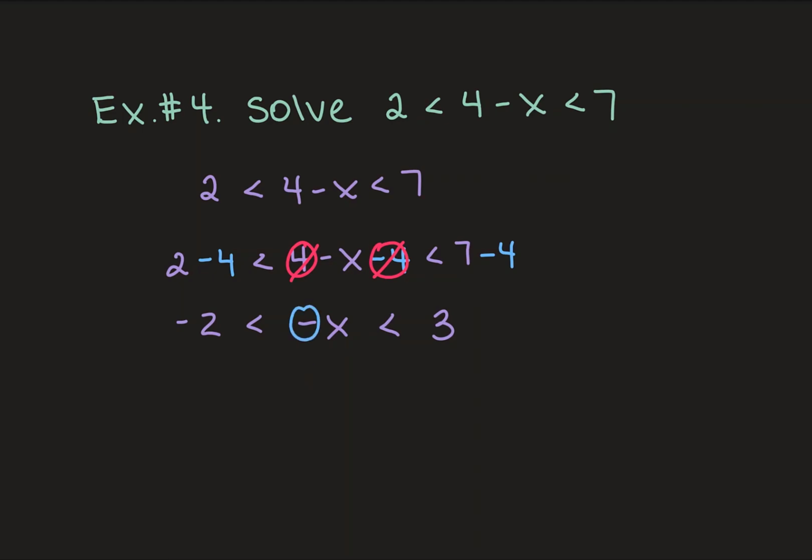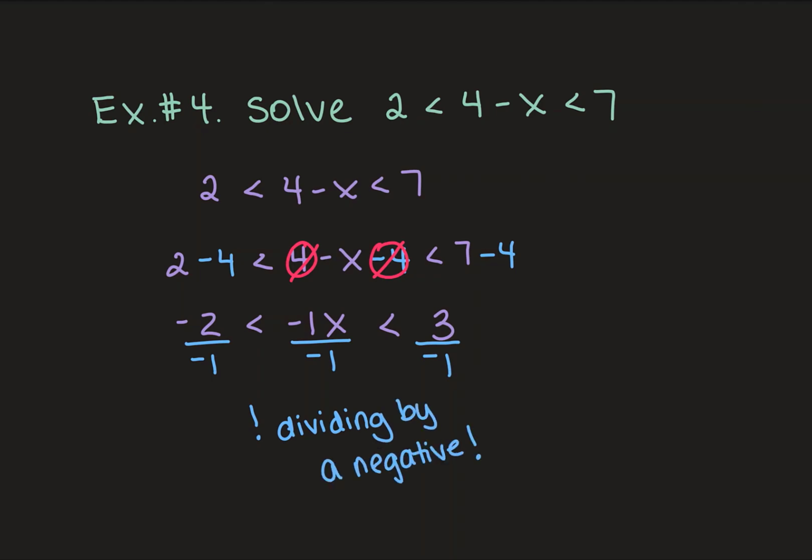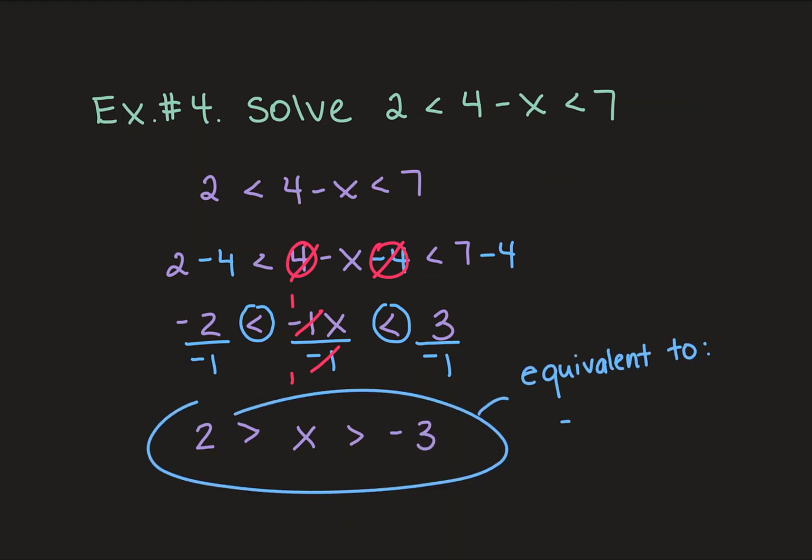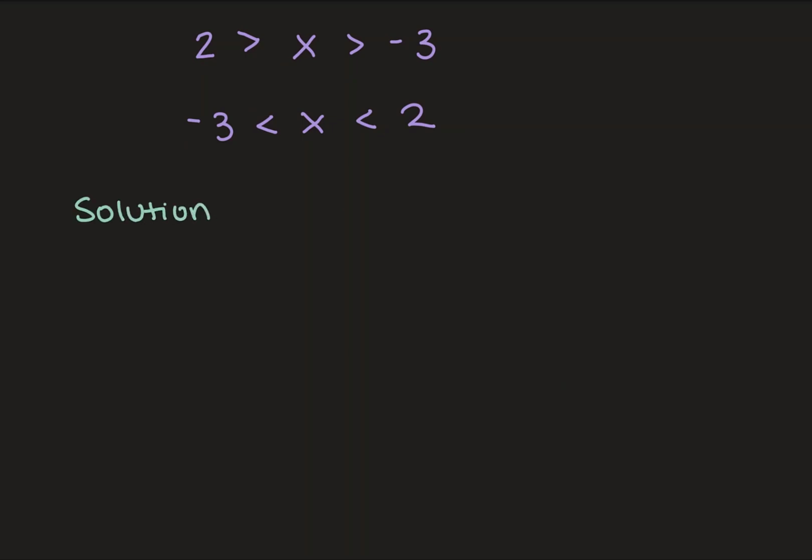Now the last step will be to get rid of the negative in front of the x, which is really a negative 1. Therefore, we divide all 3 sides by negative 1. Now remember, we're dividing by a negative number, so we will need to reverse the inequality symbol. So we have 2 is greater than x, and x is greater than negative 3, which is equivalent to negative 3 is less than x, and x is less than 2. The solution written in set notation is the set of all values of x such that x is between negative 3 and 2.